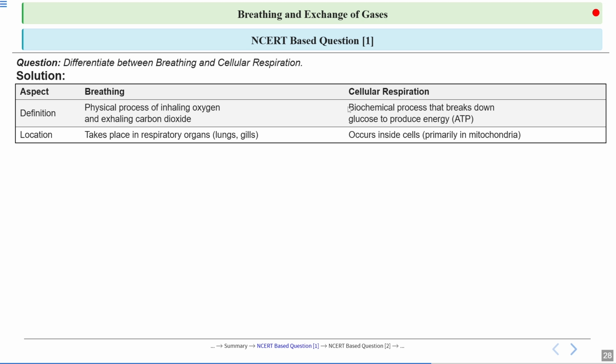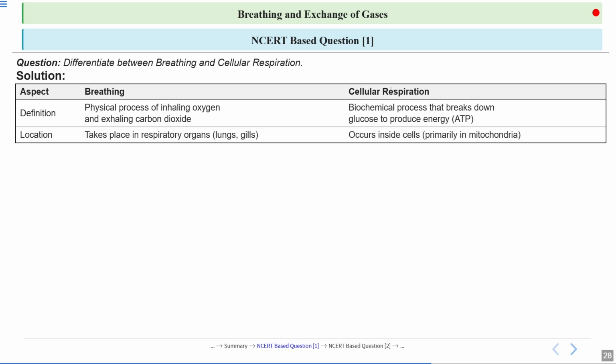But cellular respiration is a biochemical process in which the respiratory substrates are broken down to produce carbon dioxide and energy in the form of ATP. Now, breathing means exchange of gases occurs in the respiratory organs such as lungs and gills, and cellular respiration occurs within the cells, primarily in the mitochondria which are present within the cells.